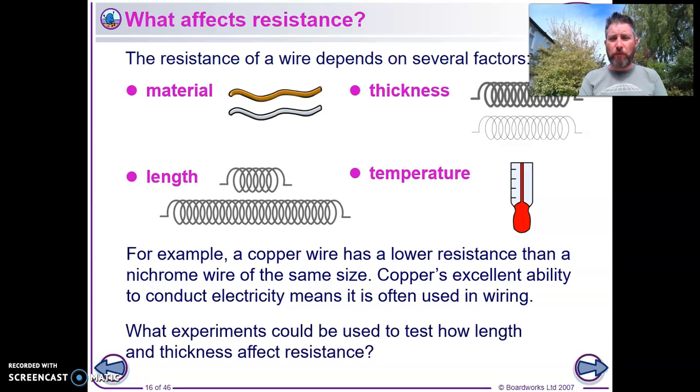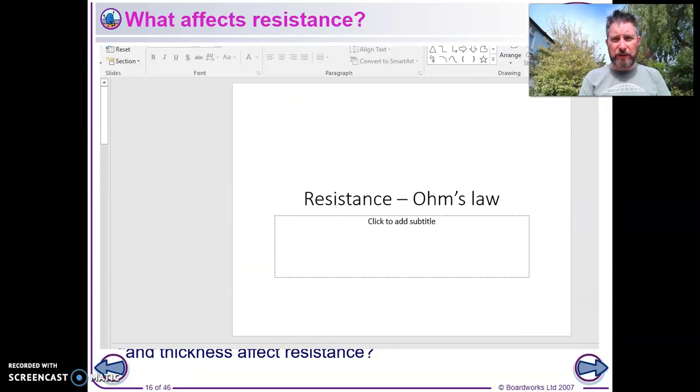So, how can we investigate this? What can we do? Well, we can do a simple experiment to measure the length and thickness and how they affect resistance. Now, this is a required practical, which is one we would hopefully do when we get back to school. So let's have a look.